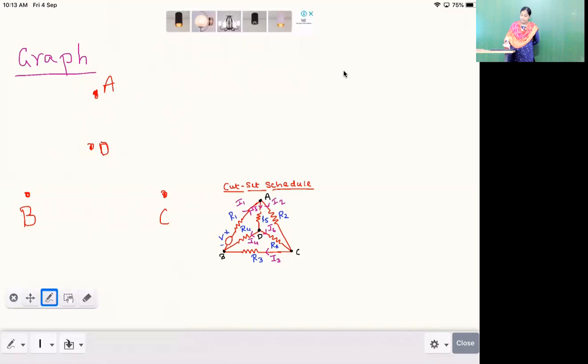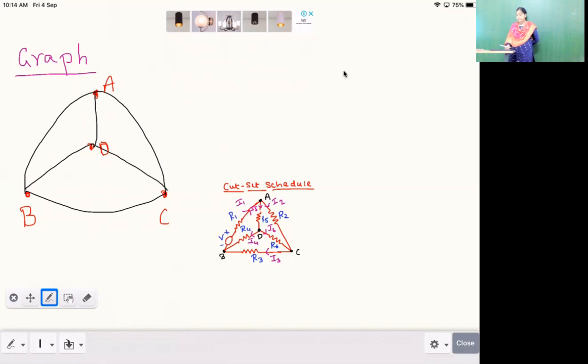So from B to A we get one line, A to C I get another line, B to C I get one more line, then A to D I am having R5, so I will get one more line, right? Then from B to D I am having R4, you get one more line. Then from C to D I am having one more resistor, so I get another line. This is how your graph looks like.